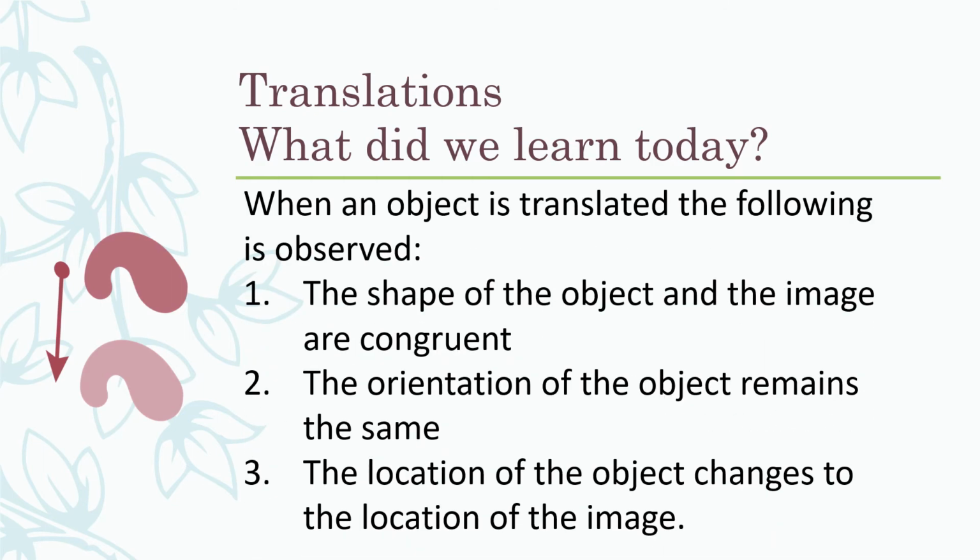What else did we learn today? We learned about translating an object, and we know that when we translate an object, the object and its image are congruent, meaning the shape and size remain the same. We also know that its orientation will remain the same, meaning they face the same direction. Also, the location is the most important part of this translation because a translation simply means a movement from one location to another.